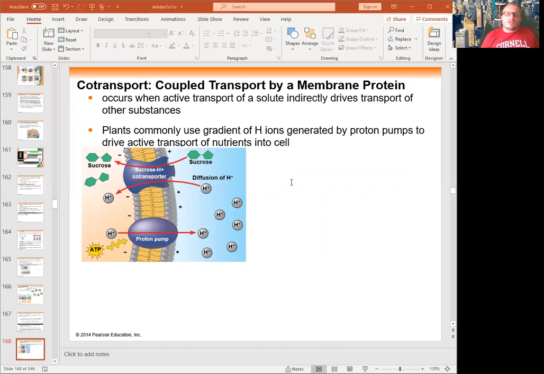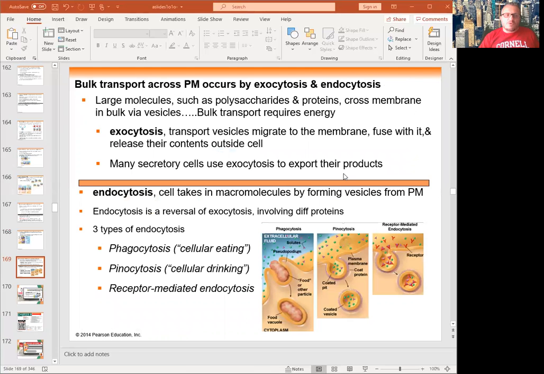Co-transport is the coupled transport by a membrane protein. Basically, you see an example here, transporting sucrose and protons. It's called a sucrose-proton co-transporter.